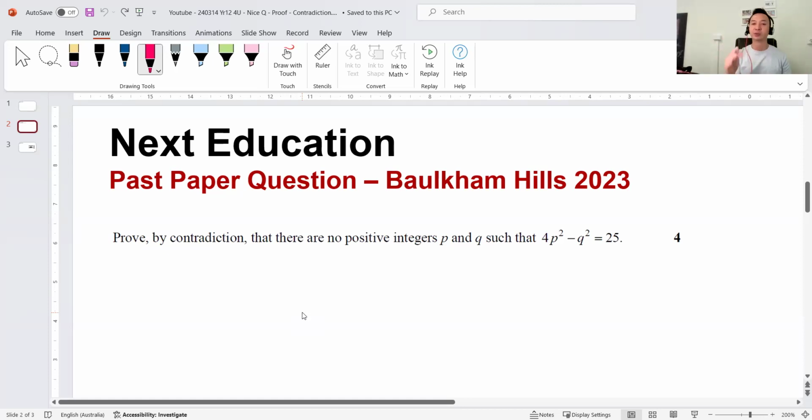So for this question, it's all about looking at the expression, 4p squared minus q squared. Now, if you're a 4-unit student, you should be able to recognize that that is a difference of 2 squares. And that's how we'll be unlocking this question. So let's set it up.